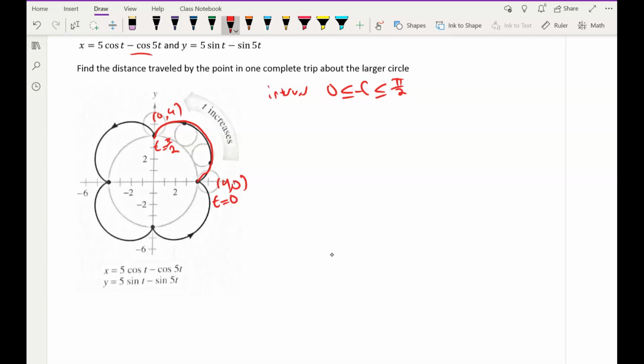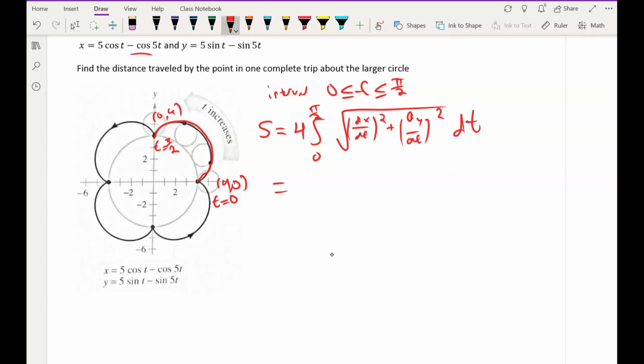All right, so we know that this is going to be the distance of one arc length. We'll multiply that by 4. So our total arc length around this whole circle is going to be 4 times that integral. We're going to be going from 0 to pi over 2. And then I'm just going to rewrite this. We want the square root of the derivative of x with respect to t squared plus the derivative of y with respect to t squared. I'll just rewrite that: dx/dt squared plus dy/dt squared, dt.